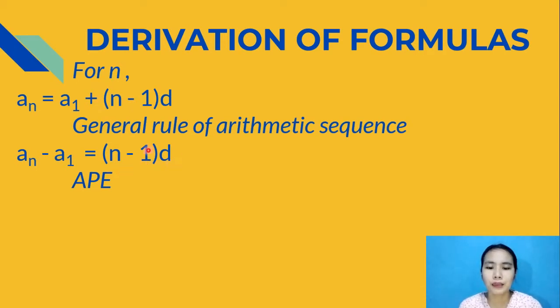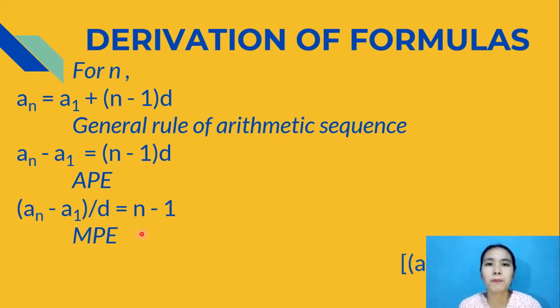We need to eliminate d beside n minus 1. So we apply the multiplication property of equality or MPE. We multiply this whole equation by 1 over d. That is, a sub n minus a sub 1 times 1 over d is equal to a sub n minus a sub 1 over d. N minus 1 times d times 1 over d, our d will be cancelled, so the remaining is n minus 1. Negative 1 must be eliminated here so that we can only have n.